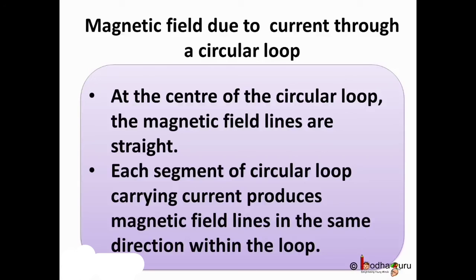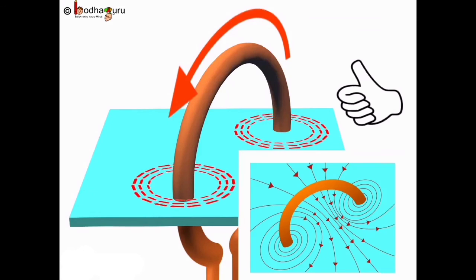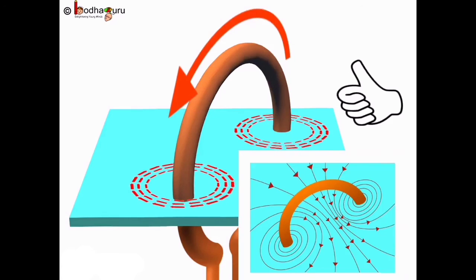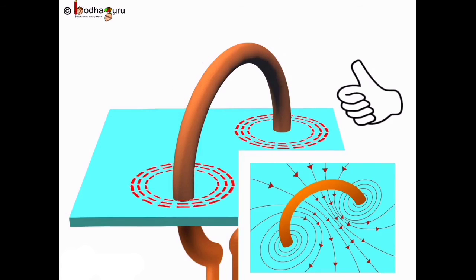Also, the most important thing to remember is each segment of the circular loop carrying current produces magnetic field lines in the same direction within the loop. Thus, electric current in a circular loop creates a magnetic field which is more concentrated in the center of the loop than outside the loop, and stacking multiple loops concentrates the field even more into what is called a solenoid.